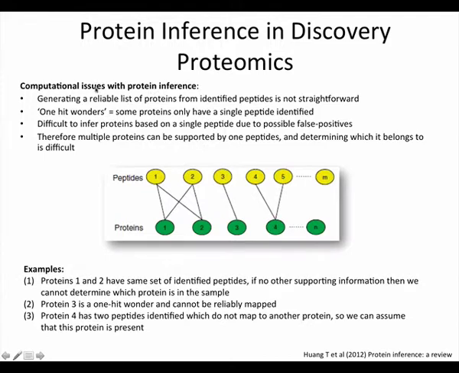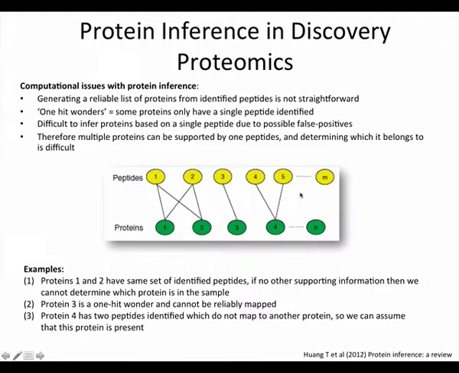So as I mentioned, there are some computational issues specifically with protein inference. In order to generate a reliable list of proteins from the identified peptides, this is not a very straightforward process. And there are things called one-hit wonders, where a protein will only have a single peptide identified. And because of false positives, it's really difficult to say that that one peptide means that that protein is there, right? And also, multiple proteins can be supported by one peptide, and determining whether that peptide belongs to protein 1 or protein 2 is difficult. So here's just an example, a schematic.